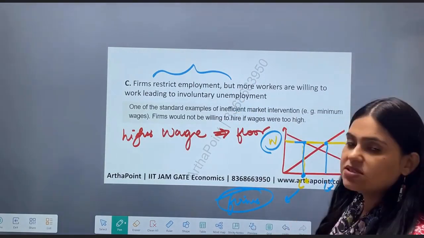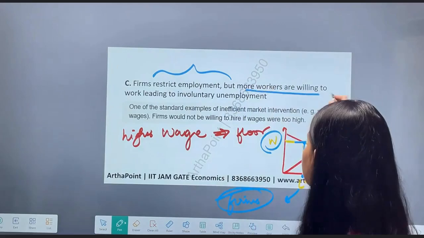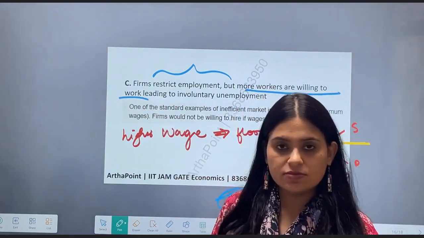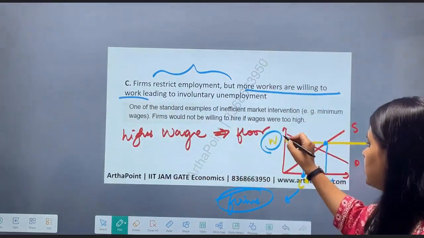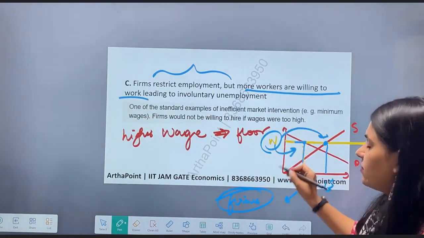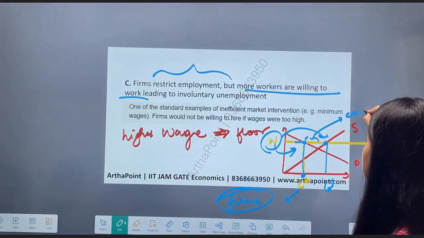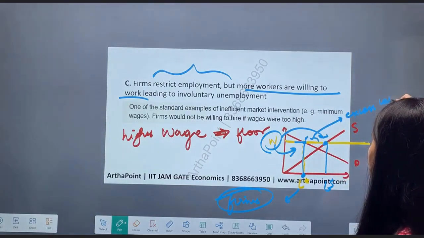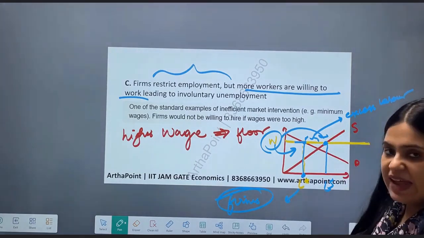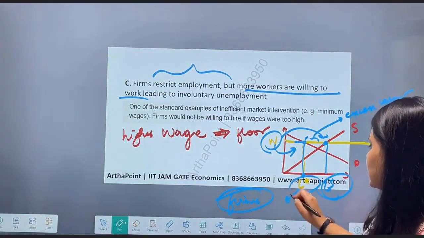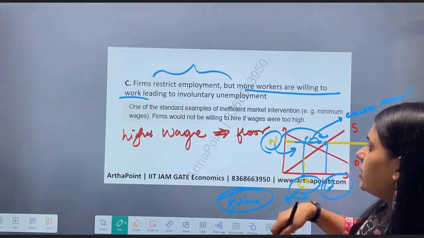But बेटा इस wage पे supply कितनी है? इतनी LS. So more workers are willing to work. ज़्यादा workers काम करना चाह रहे हैं इस wage पे, but less workers are demanded. So बेटा can I say this is nothing but excess labor in the market? Less labor is demanded, only L star are working. This is the gap, right?